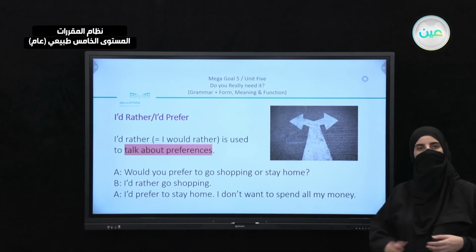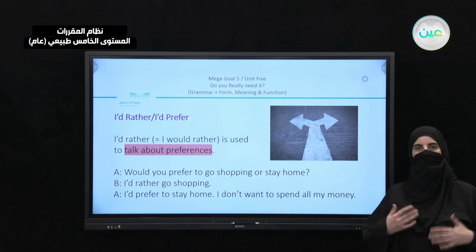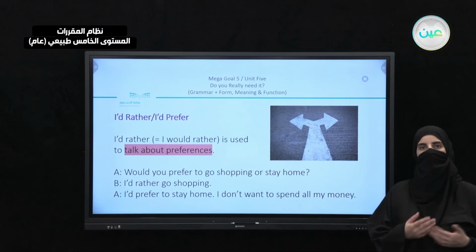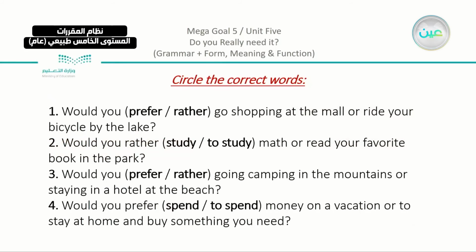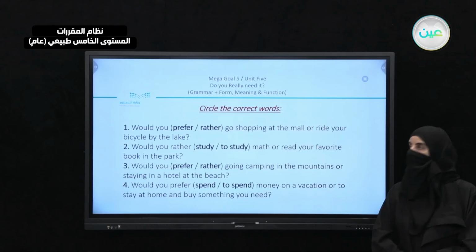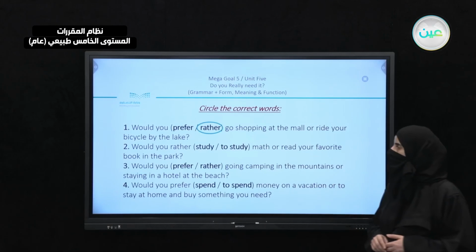And also we applied I'd rather or I'd prefer as some kind of preference. What do you prefer? Note that you can use prefer with what we took before concerning the gerund or the infinitive with to. So let's just circle the correct answers. Would you prefer or rather go shopping at the mall? After the choices, we have go, which is a base form. So we can say, would you rather go shopping at the mall?